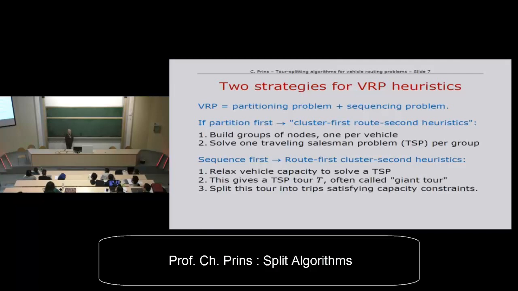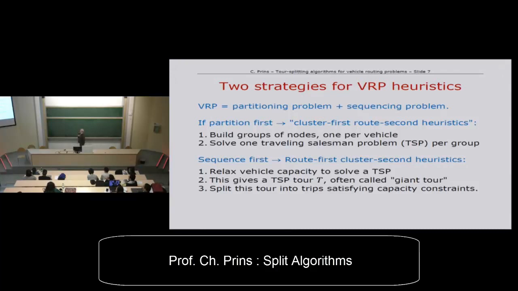So the professional dispatchers, instinctively, build groups of nodes, one group per vehicle, and then they compute one route for each group. So in fact, they partition first, and then they find an ordering in each group. It gives a family of methods called cluster first, route second heuristics.